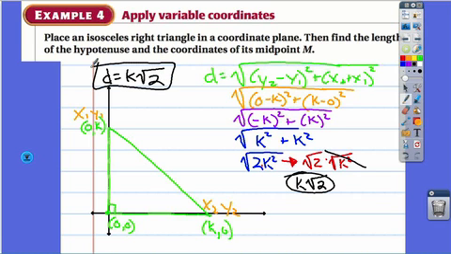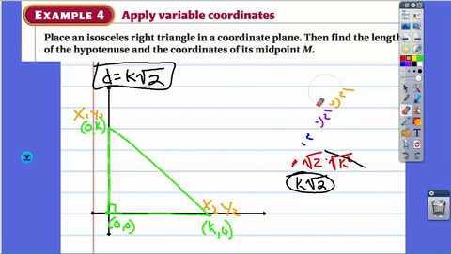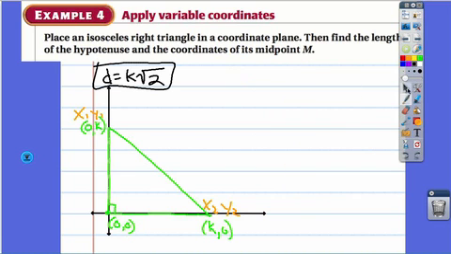Now we have to find the coordinates of its midpoint. So I'm going to erase this over here, so if you're not finished writing it, go ahead and pause it. But I'm going to go ahead and erase it. And I'm going to find the coordinates of its midpoint.